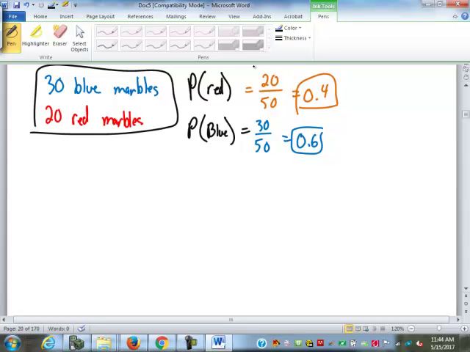So single events like that, single outcomes, they're called simple events, are pretty simple to calculate. Where it gets more complicated is if we look at a compound event.